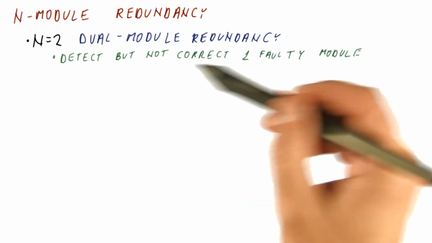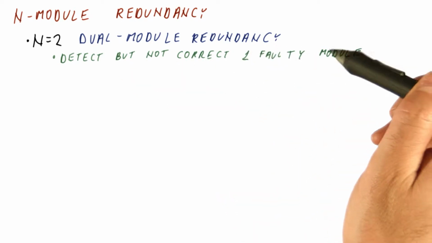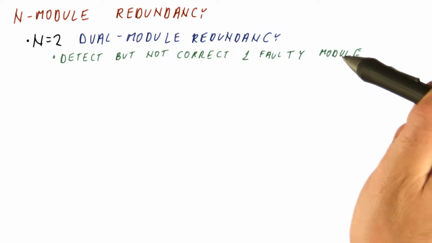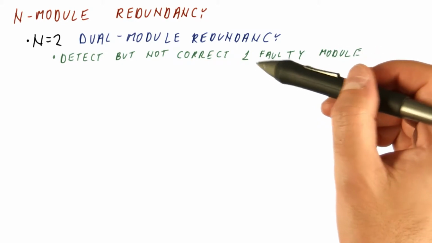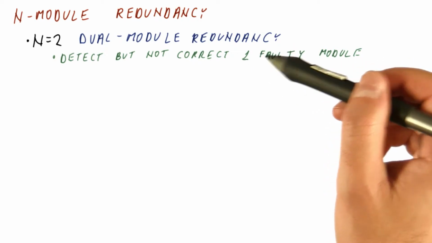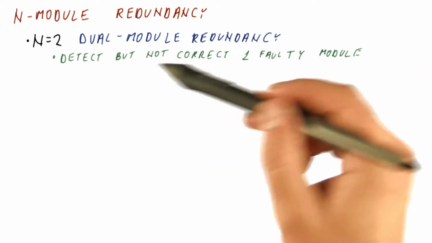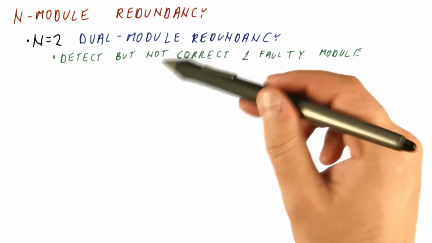Note that we can sometimes detect more than one fault as long as these faults are in the same module, or as long as they're affecting different results of the modules. But all we can guarantee really is that a single fault will be detected, and we cannot guarantee its correction because really this technique doesn't correct anything.